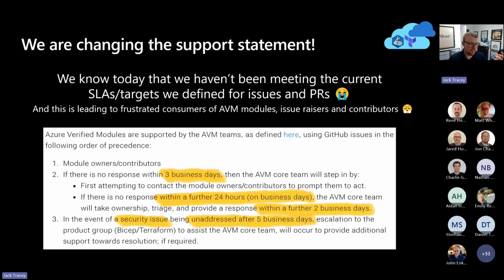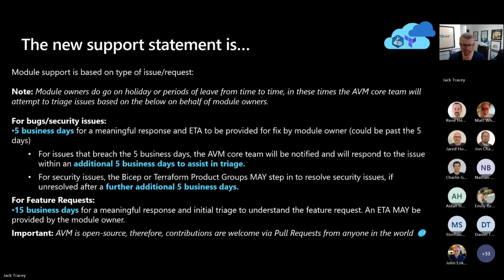And what we heard was that it was actually hard for our module owners to keep up with this because there was not really much of that delineation between issue types. And also, it was hard for them to see across multiple repositories or multiple modules that they're owning. So what we've done is we've changed our support statement to become this.